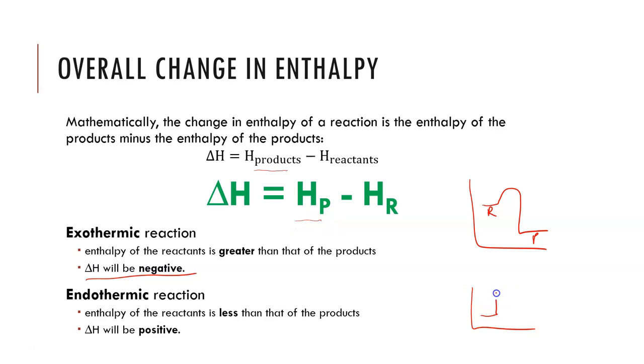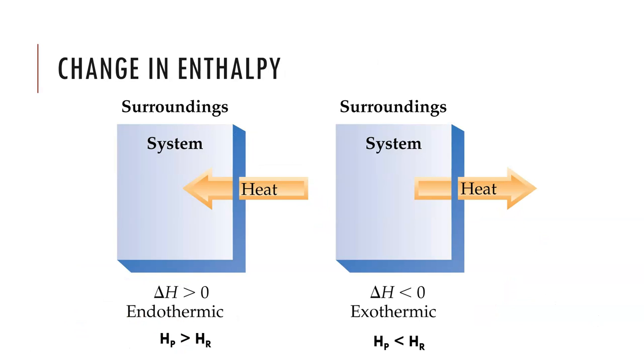For an endothermic reaction, the energy of the products is higher than the energy of the reactants. So now this difference will give us a positive value, and delta H will always be positive for an endothermic reaction. Summarizing what we have learnt, when we're talking about the system and the surroundings, for an endothermic reaction, delta H will be greater than 0. It will be positive because the enthalpy of the products is greater than that of the reactants, and the heat energy will flow from the surroundings to the system.